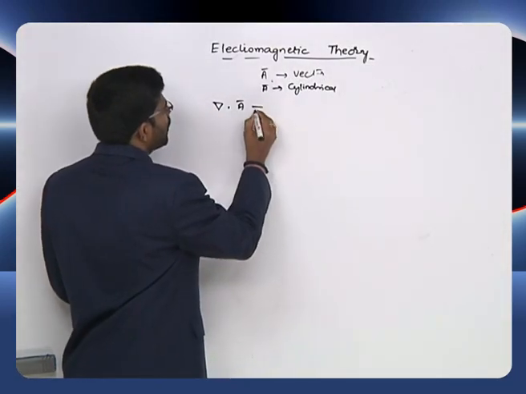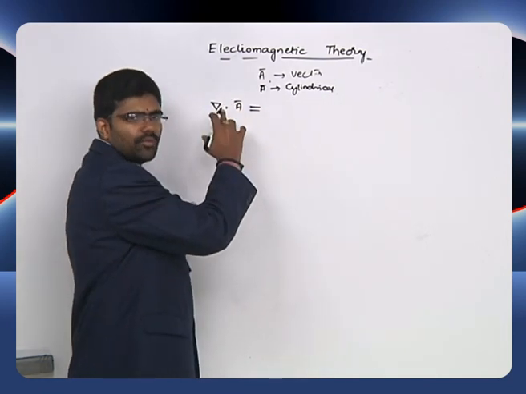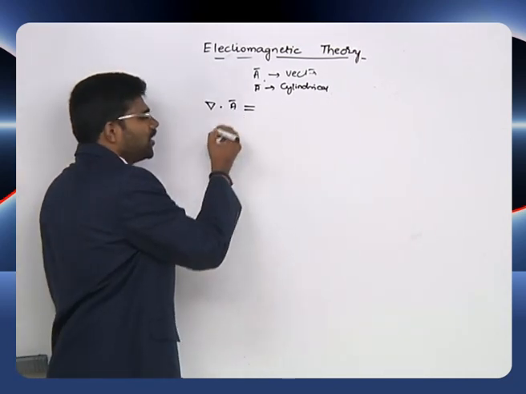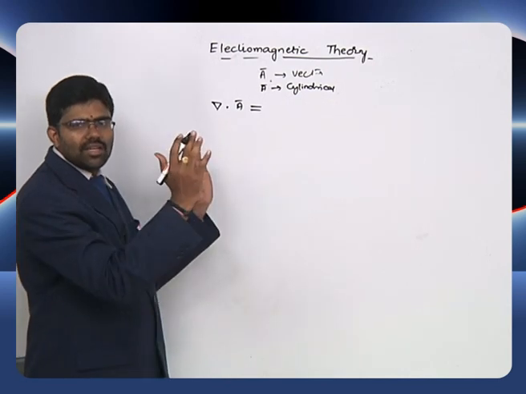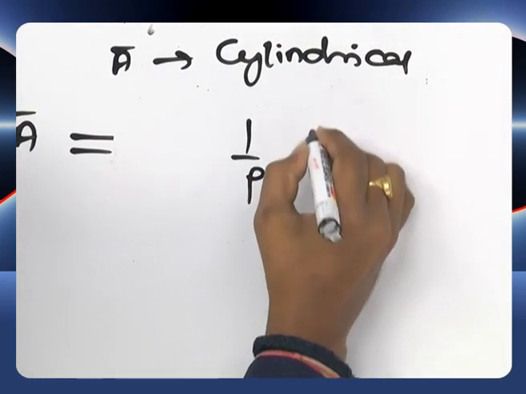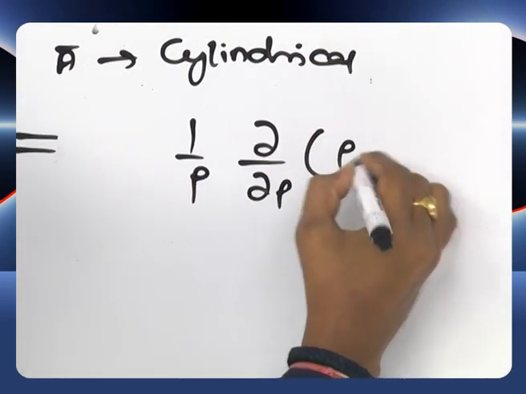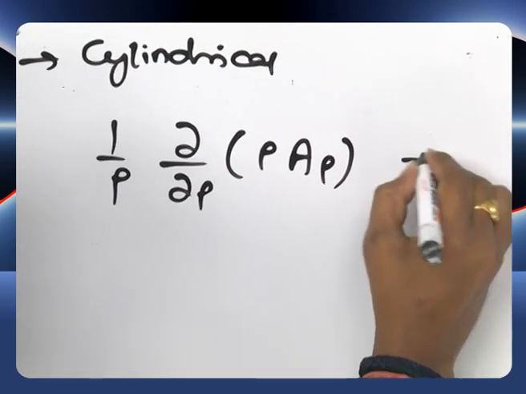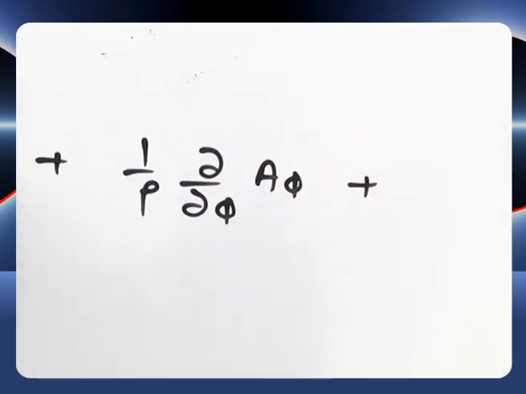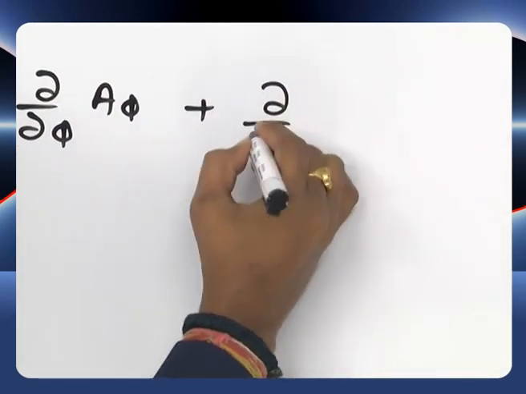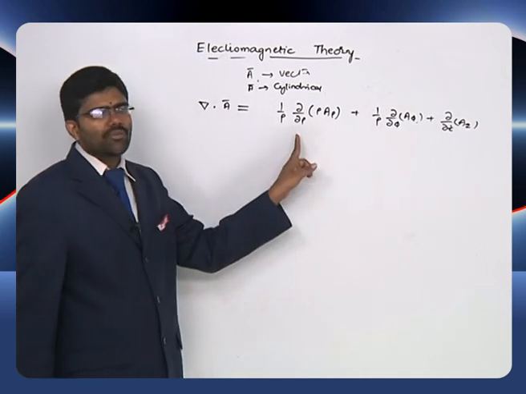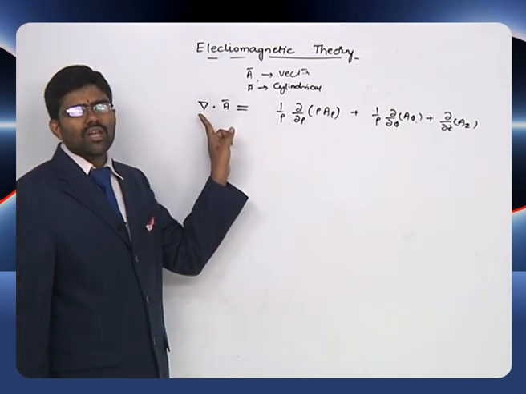So this del dot a bar is equal to, how can this be calculated? Same as our previous one. Here what we need to do is take the del operator in cylindrical coordinate system, define a bar in cylindrical coordinate system, and just take the dot product between them. For our understanding, I am writing the direct form, that is 1 by rho dou by dou rho of rho a rho component, plus 1 by rho dou by dou phi of a phi component, plus dou by dou z of a z component. This is the simple representation of our del operator with dot product, that is called divergence in cylindrical coordinate system.